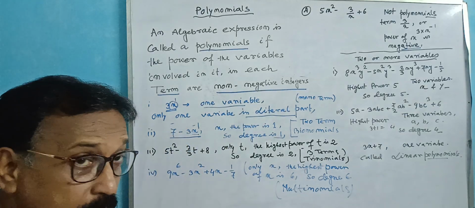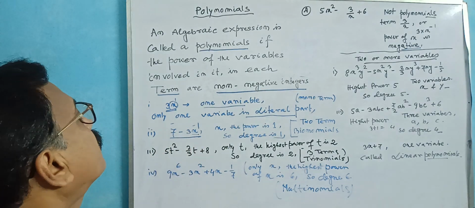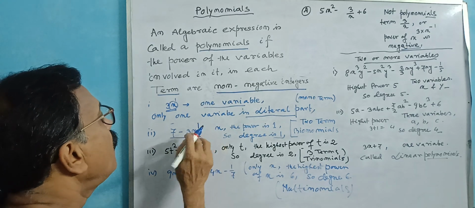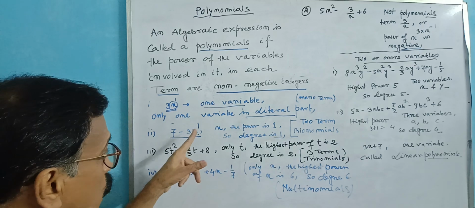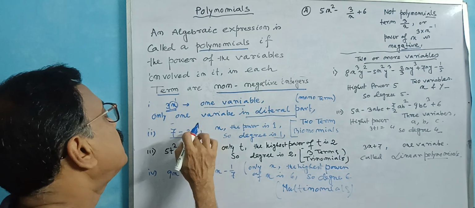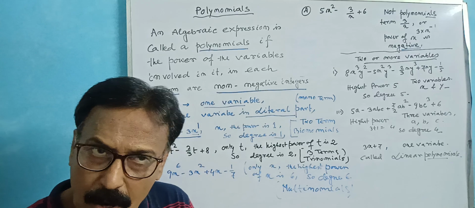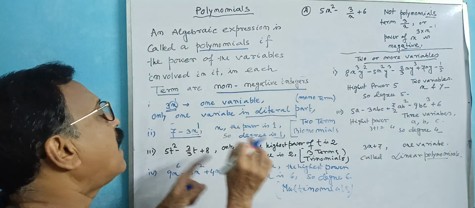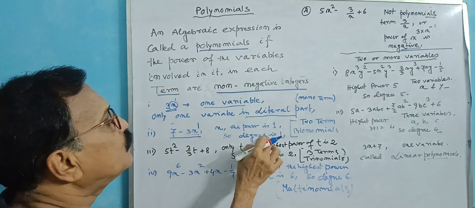Because polynomial means the literal part. Suppose the literal part is 3x, so the power of x is positive. Actually 3x means 3x to the power 1. The power of x is 1. What is the degree? Degree is the highest power. Here there is only one power, so the degree is 1.